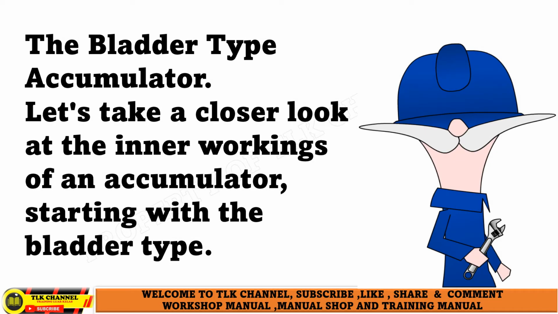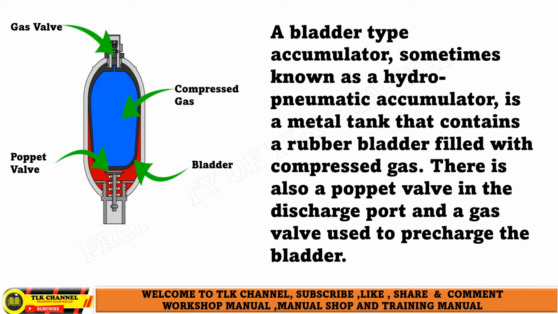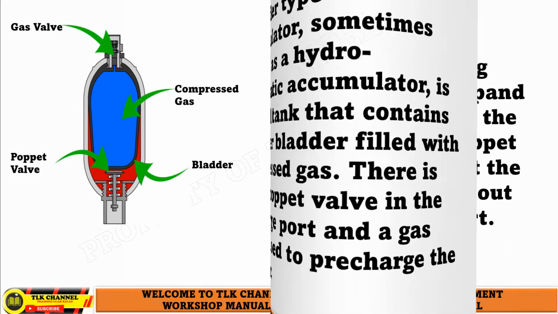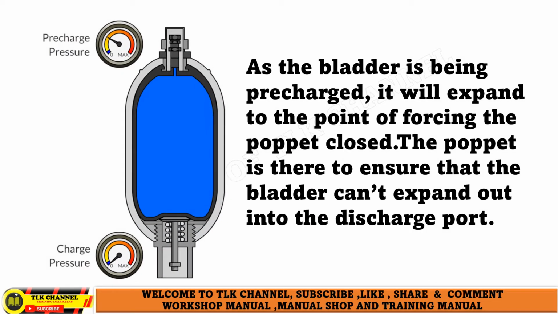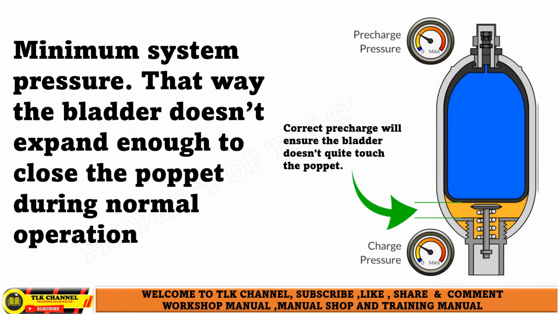The bladder type accumulator. Let's take a closer look at the inner workings of an accumulator, starting with the bladder type. A bladder type accumulator, sometimes known as a hydropneumatic accumulator, is a metal tank that contains a rubber bladder filled with compressed gas. There is also a poppet valve in the discharge port and a gas valve used to pre-charge the bladder. As the bladder is being pre-charged, it will expand to the point of forcing the poppet closed. The poppet is there to ensure that the bladder can expand out into the discharge port. The pre-charge is set below minimum system pressure. That way the bladder doesn't expand enough to close the poppet during normal operation.